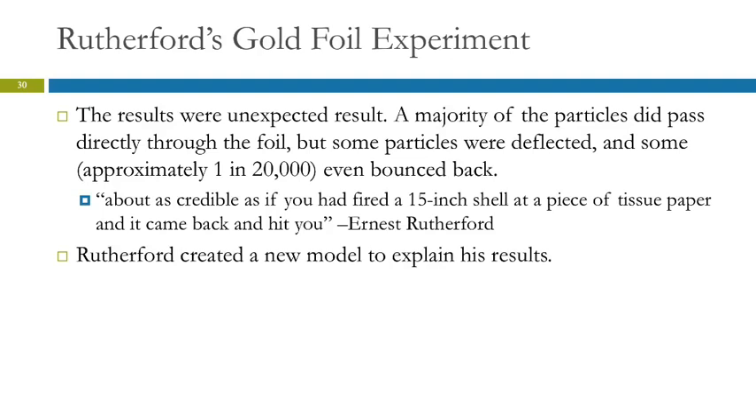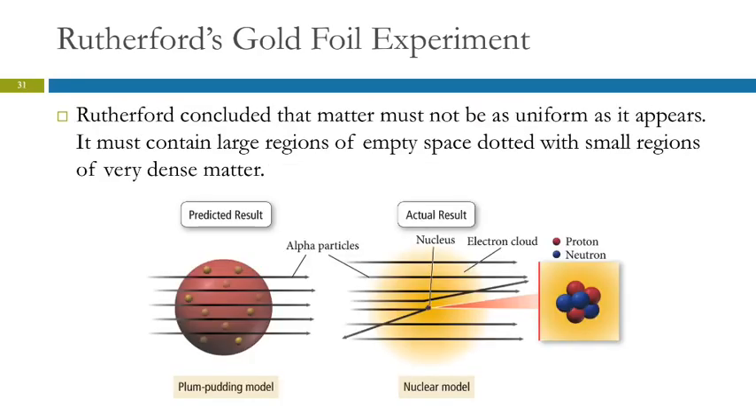So what was going on? Well, obviously the plum pudding model was not correct. So they had to come up with something else. Plum pudding model says that those particles should just go straight through. So the conclusion drawn from this experiment was that the matter must not be as uniform as it appears. There must be something that's very, very dense for these particles to hit. Most of them went through, but about 1 in 2,000 came back. They hit something massive enough that they bounced off.